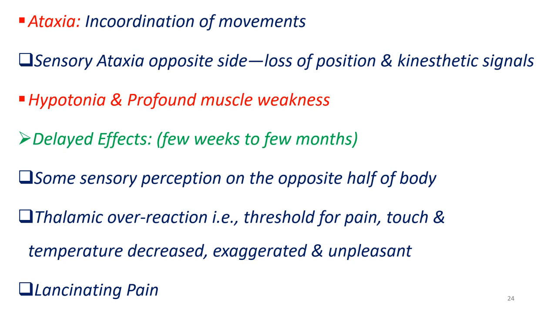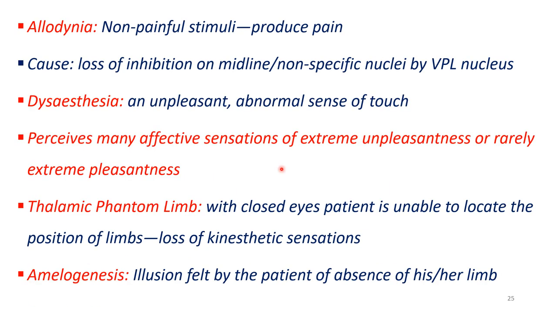This burning pain fibers basically go to the anteromedial nucleus. So there is a sort of overreaction to the pain. Even with a low threshold stimulus, the pain is very sharp, unpleasant and exaggerated. What I was saying, that even non-painful stimuli can produce pain, is known as allodynia. What do you mean by allodynia? Allodynia is that any non-painful stimulus can produce pain. So the patient also has allodynia. I already told you the cause is loss of inhibition on midline or non-specific nuclei by the VPL nucleus. So they come out of that inhibition and produce a sensation of pain.